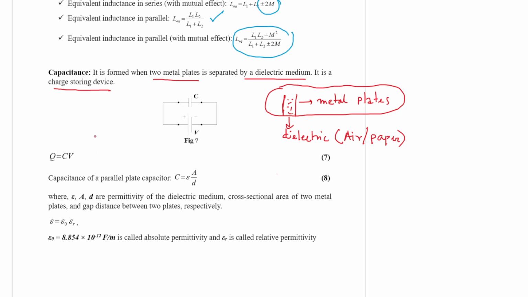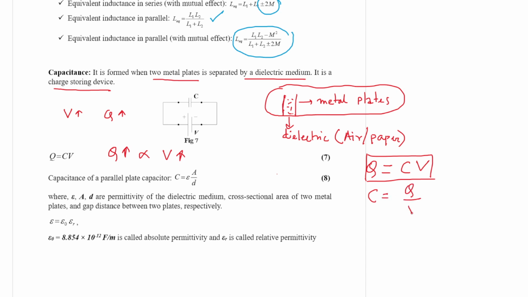Now if you increase the voltage, charge storing capacity will be increased. So there is a direct relation, that is the charge storing capability of that arrangement is directly proportional to the voltage applied. Due to that fact, we can bring a proportionality constant which is equal to C. So that is where we get a very well-known relation, Q is equal to CV. So what is C? C is equal to Q by V, that is charge storing capacity per unit voltage. Its unit is farad.